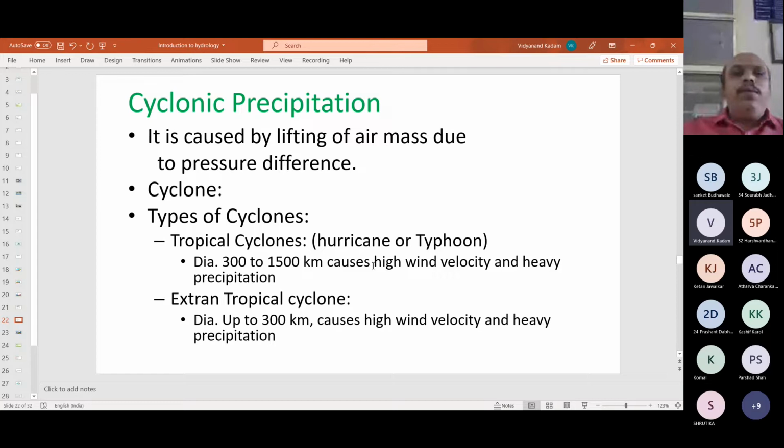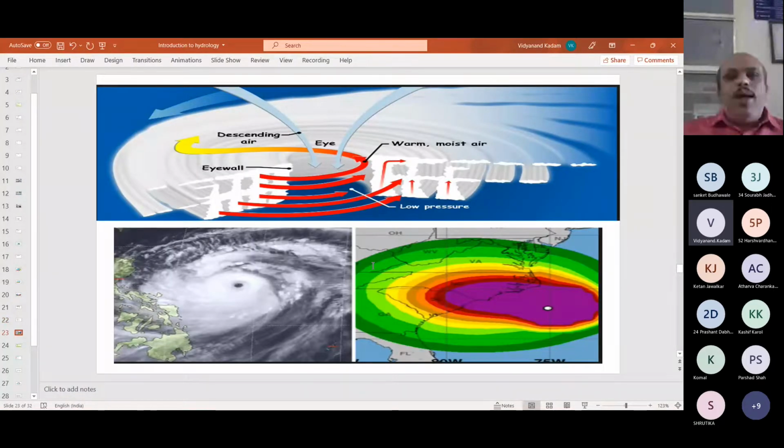So this is about cyclonic precipitation. We will discuss these topics in detail in the next part. Okay, so these are some sketches of cyclonic precipitation. The first figure shows the low pressure area, and from all directions the wind is approaching with high velocity, and due to that whirling action is formed and a cyclone is formed, and this cyclone lifts up the air masses to higher altitude. And the next two figures are satellite imageries, which show the position of the cyclone.